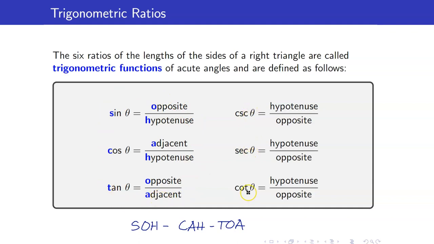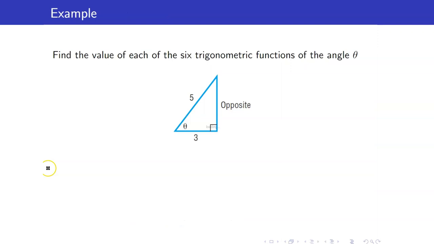These remaining three over here are just the reciprocals of these three. So that's why it is very important that you memorize SOHCAHTOA by heart. Notice that cosecant is just the reciprocal of sine of theta. The secant of an angle is the reciprocal of cosine. And the cotangent is just the reciprocal of the tangent.